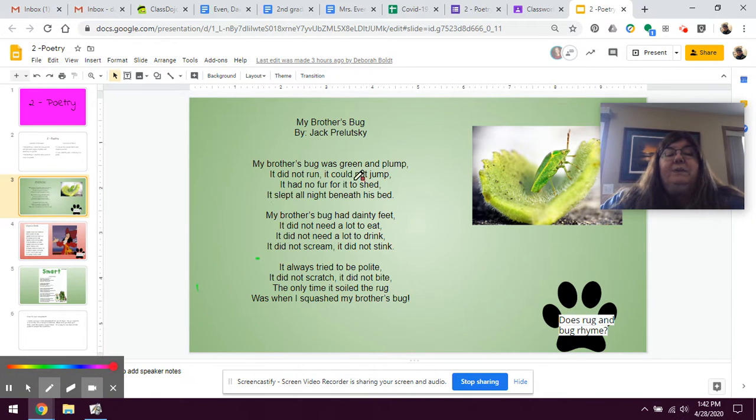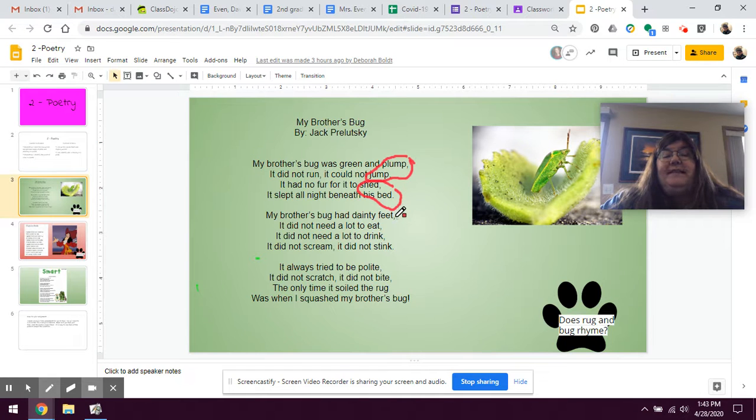So, my brother's bug was green and plump. It did not run, it could not jump. So there are my 2 rhyming words. It had no fur for it to shed. It slept all night beneath the bed. And where are we finding the rhyming words at? If you're thinking the end of each sentence, you are correct. Let's see if that still works.